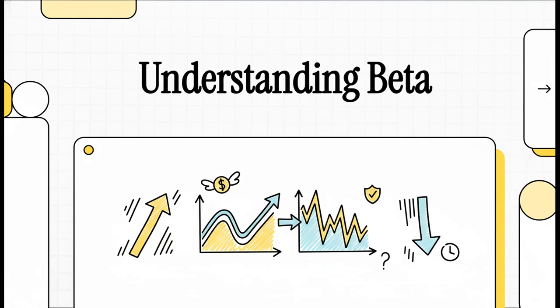Hey everyone, and welcome. So today, we're going to tackle a term you hear thrown around all the time in finance: beta. It's probably the most common way to measure a stock's risk. And by the end of this, you'll know what it is, how it works, and maybe most importantly, where it falls short. Let's dive in.